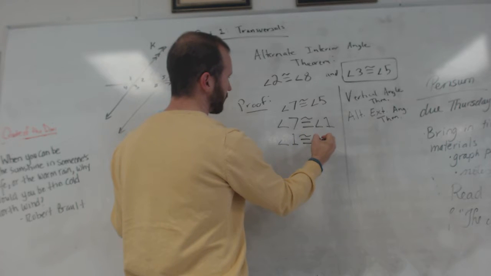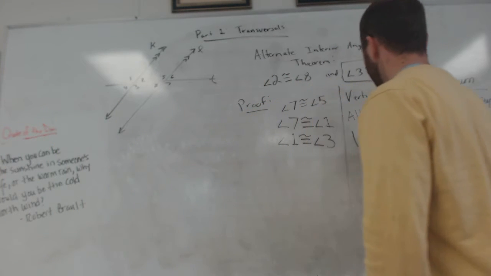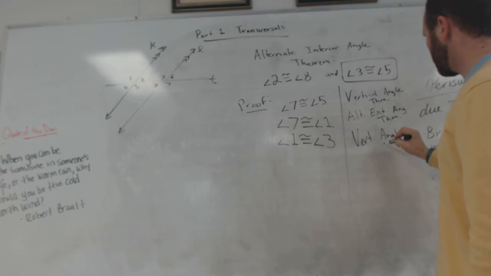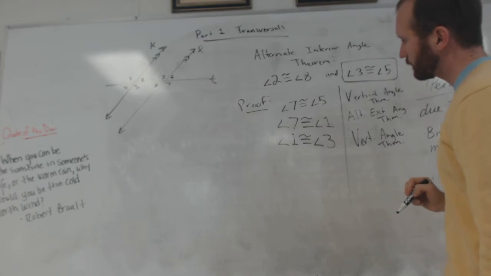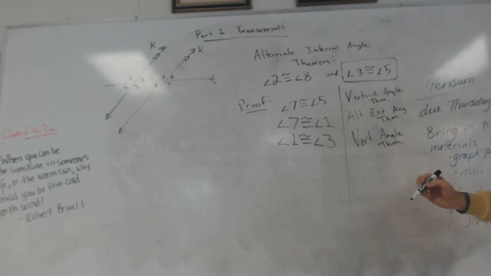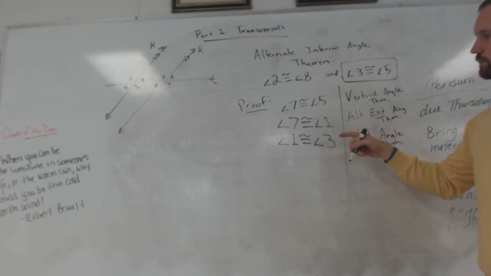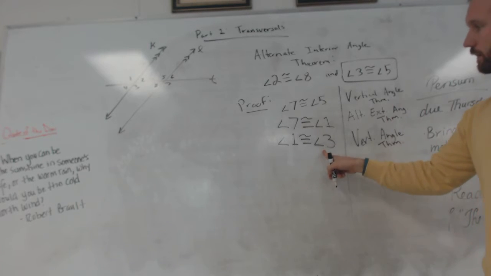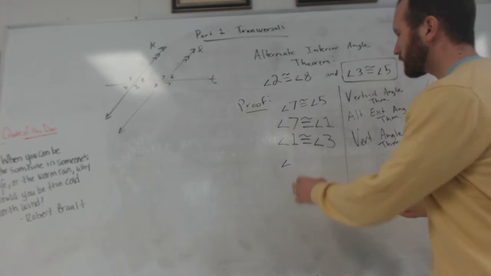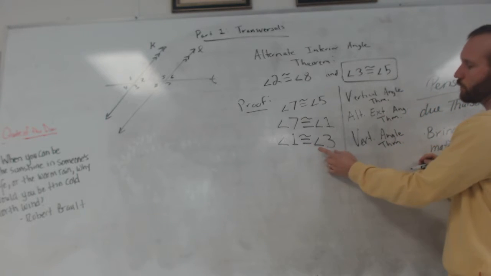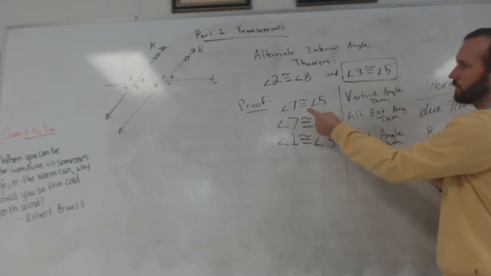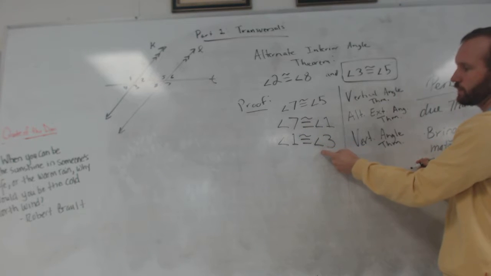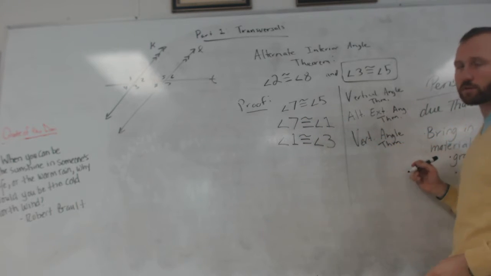Therefore, angle 3 has to be congruent to angle 5. Yeah, so actually we have two steps left, right? We have to show first that angle 7 is congruent to angle 3. We know angle 3 equals angle 1 and angle 1 equals angle 7. That's just the transitive property. So 7 is 3 through the transitive, or we could say 5 is 1 through the transitive.